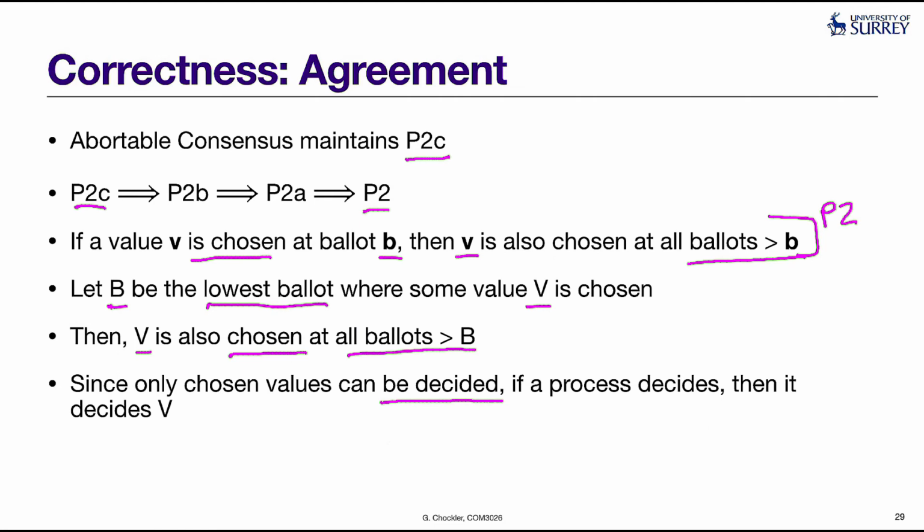And therefore, the chosen value is the one that is going to be picked by the leader as a decided value. The leader will decide this value and it will propagate it to everyone, so everyone will decide the same value. So that means that we have agreement.